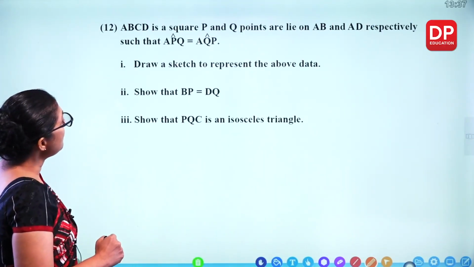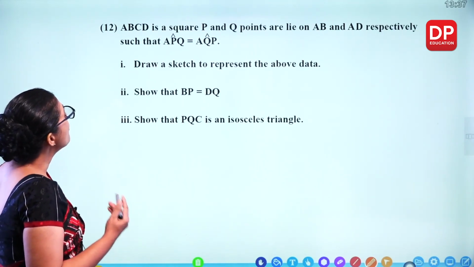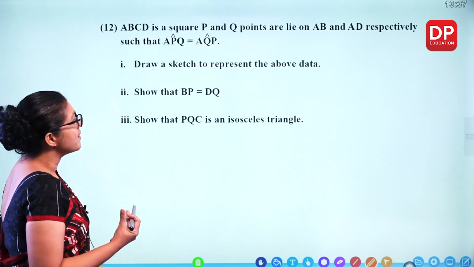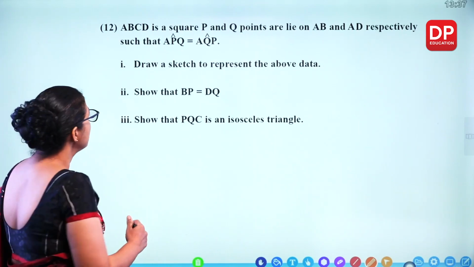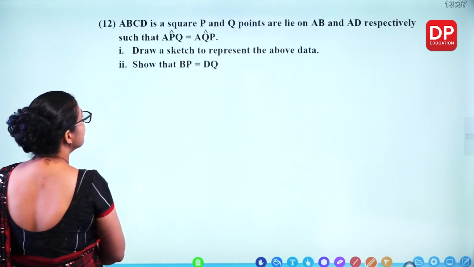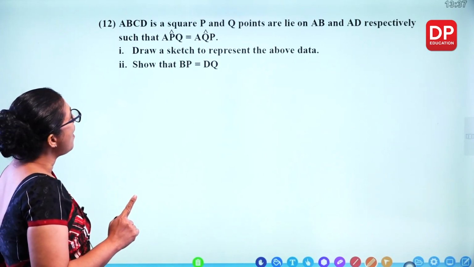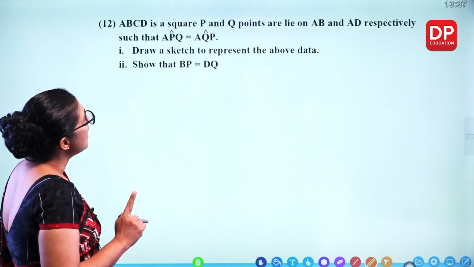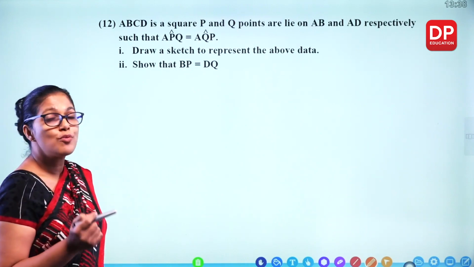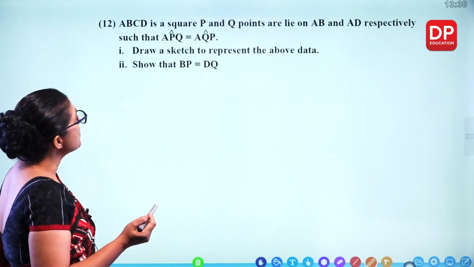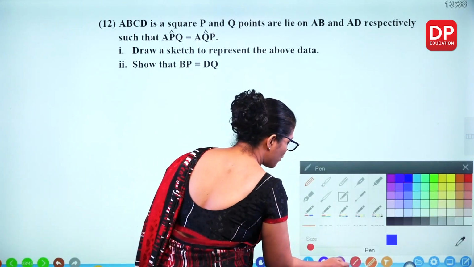So question number 12, you get 3 parts. This is also proving about triangles and angles. So we'll see how we can do separately. ABCD is a square. P and Q points lie on AB and AD respectively, such that APQ is equal to AQP. Draw a sketch to represent the above data. Show that BP equals DQ. So we'll try to draw that.